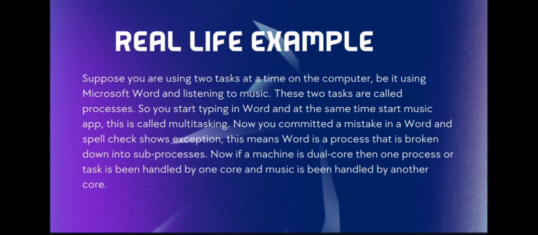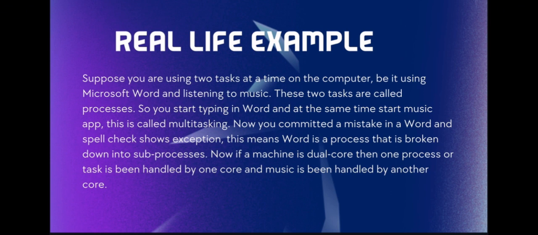Now you make a mistake in Word and spell check shows an exception. This means Word is a process that is broken down into sub-processes. Now if a machine is dual core, then one process or task is handled by one core and music is handled by another core. We came across both multiprocessing and multi-threading. These are indirectly used to achieve multitasking.